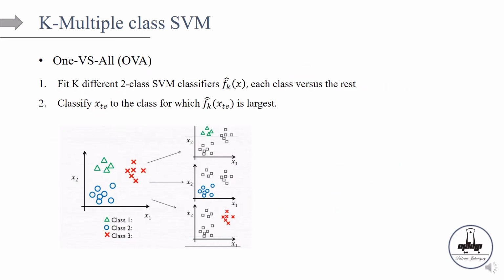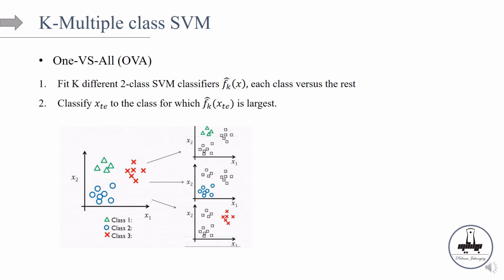Okay, so let's start with K multiple class classification problem using SVM. So remember, SVM by construction is designed to handle two-class classification, because if you go back to the definition of hyperplane, a hyperplane is something that separates the space, the ambient space, the surrounding space, into two subspaces. So by definition, it is used for two-class classification.